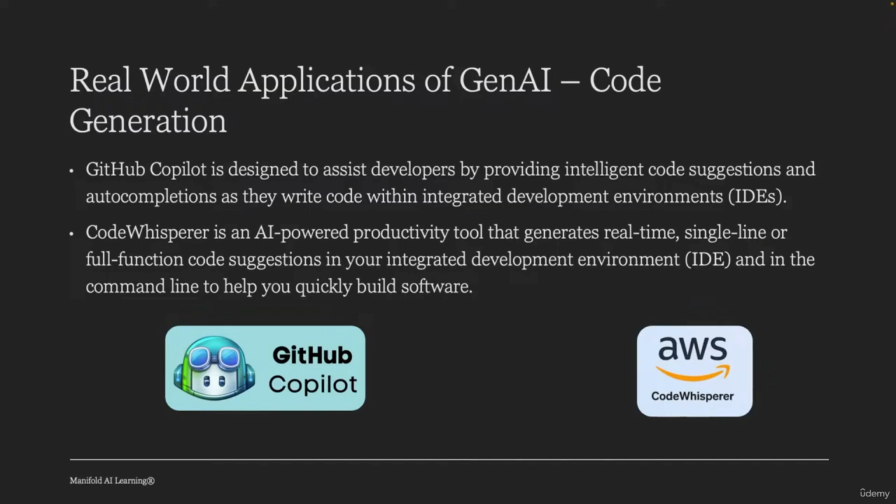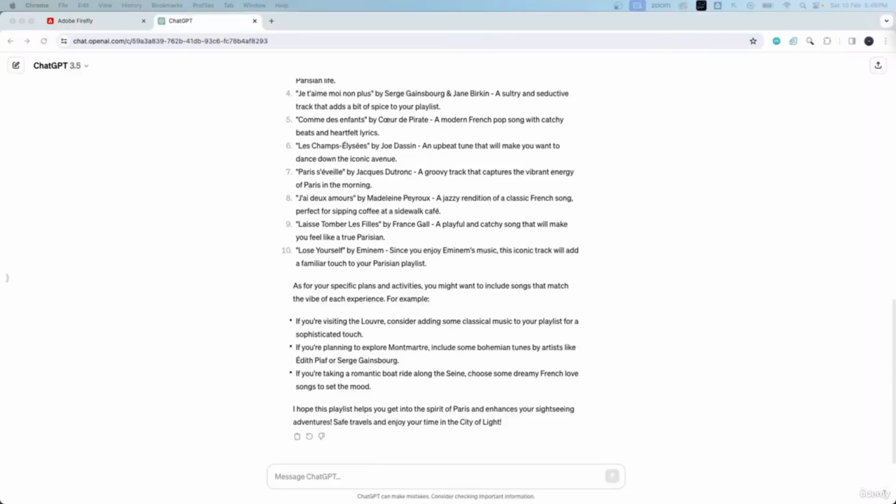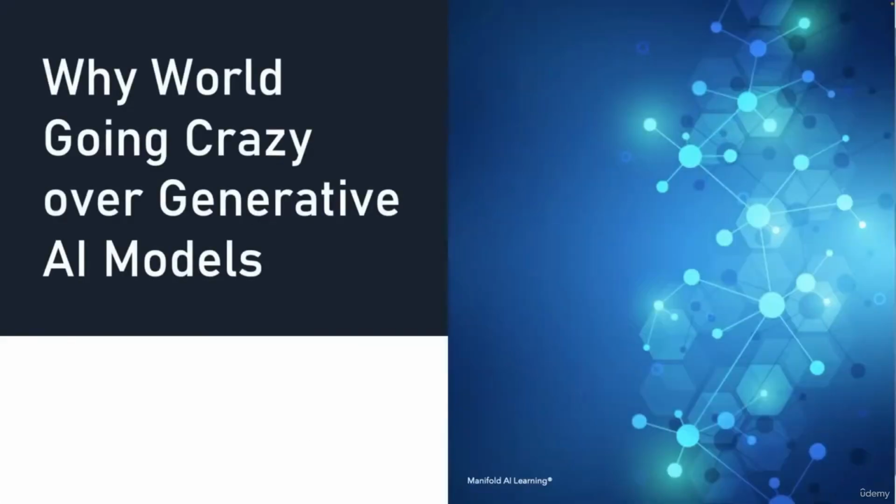So guys, I've got a question for you. Now that you have looked into the various examples and applications of generative AI, let's proceed with the next topic, which is why the world is going crazy over these generative models. So why do we see such crazy attention to generative AI models?